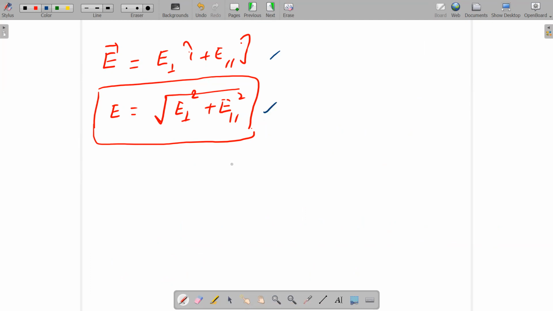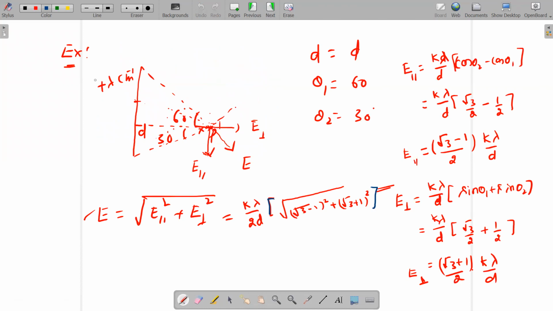Is it clear, guys? Everyone? Now let us try to understand how to calculate this kind of examples, numericals, with the help of some examples. Let us take this example one.